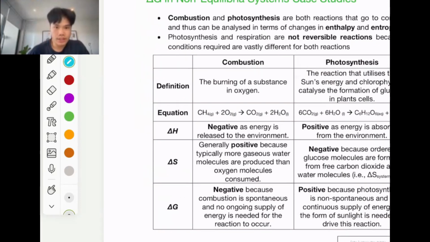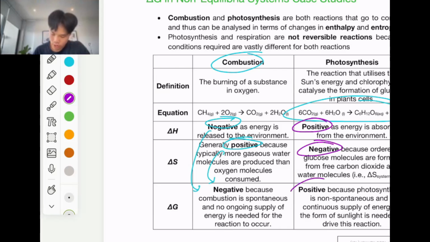So then you have two case studies of non-equilibria systems. You're told explicitly that combustion is a spontaneous reaction that involves the burning of a substance in oxygen. You should know, therefore, that the delta H is negative and the delta S is positive, and that allows for the delta G to always be negative no matter what. On the other hand, photosynthesis, you need this reaction, so make sure this is memorized. You have a positive delta H, a negative delta S, and a positive delta G, therefore, always, no matter what.